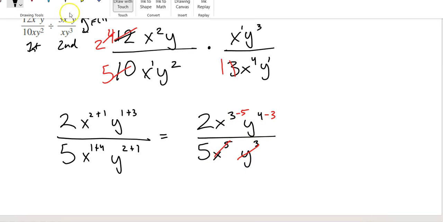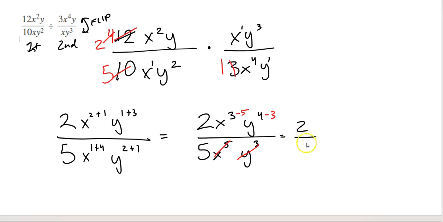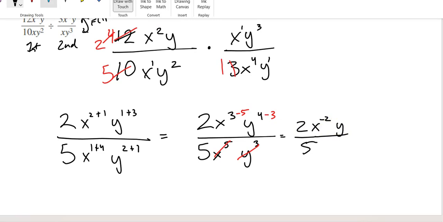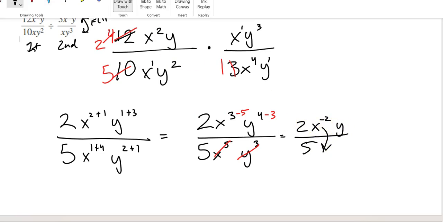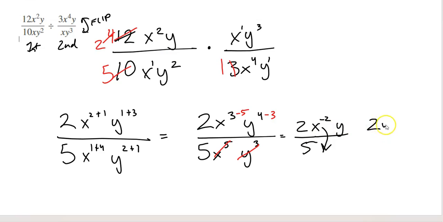Okay, continuing on, I'm going to end up having 2 fifths all over x to the negative 2, y. Well, remember, when you have a negative 2 as a power, it's going to drop that to the bottom. So my final answer for this one is going to be 2y all over 5x squared. Notice combining first before you start trying to simplify helps out a whole bunch. Makes it a little bit cleaner, but do whatever you want.